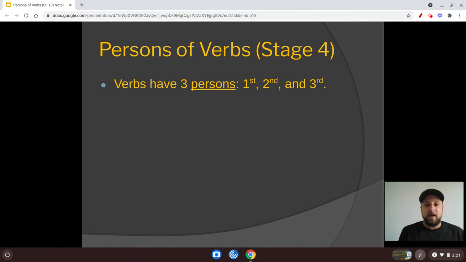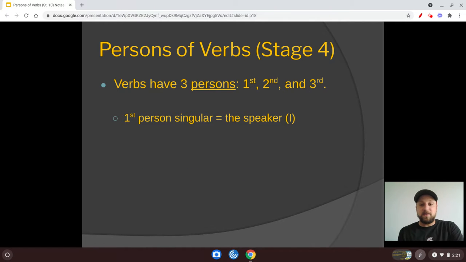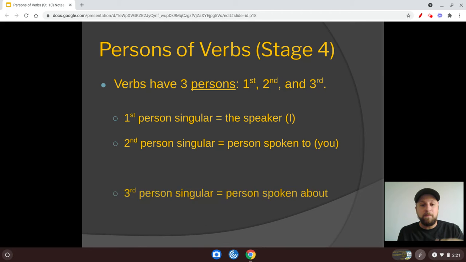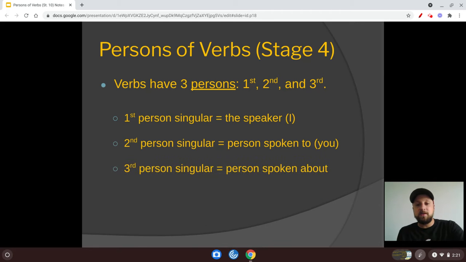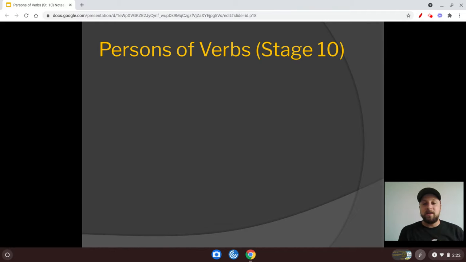We've already talked about the idea of first, second, and third person. We have the first person singular is the speaker or I. Second person singular is the person you're speaking to, and third person singular is the person you're speaking about. You're talking about him, you're talking about her, you're talking about it. All right, so the forms he, she, or it, as you see there.